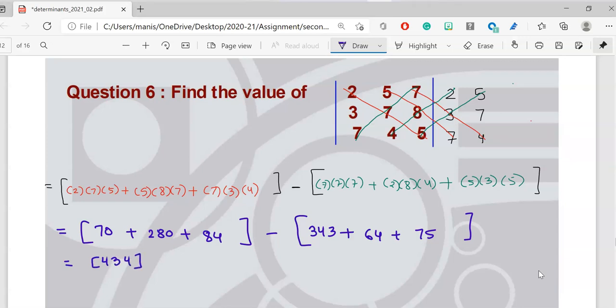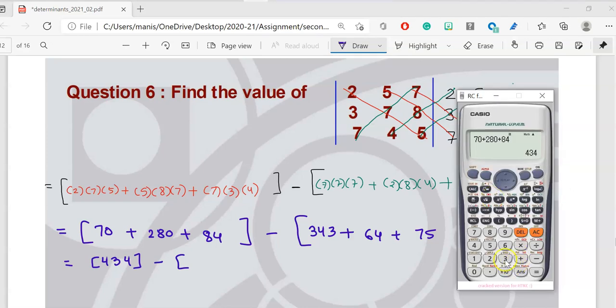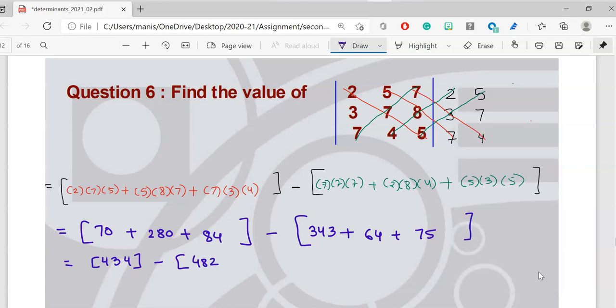So this part gave me what? 434 plus minus sign. I need to add this part also. See, as I'm demonstrating to you the usage of calculator, you should do the same thing, because you will avoid lots of mathematical error while you are computing simple addition and subtraction only. 482. So this is yours, what? 482.